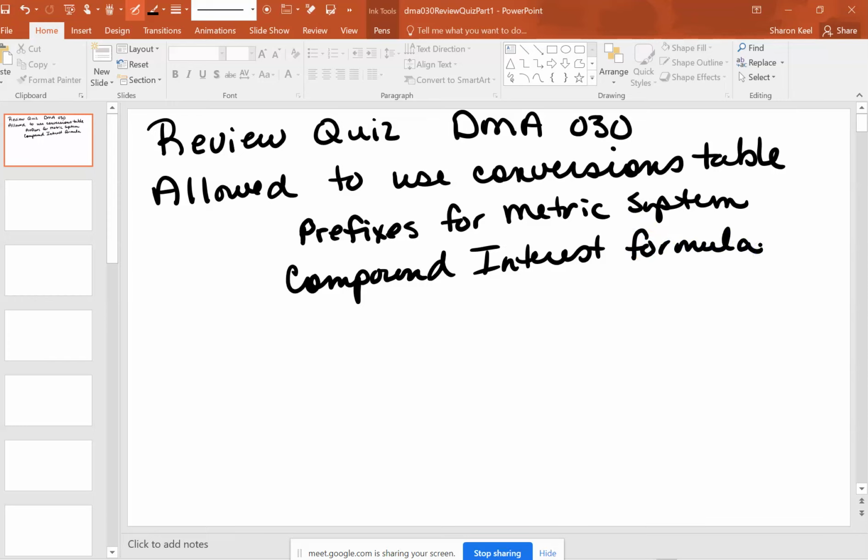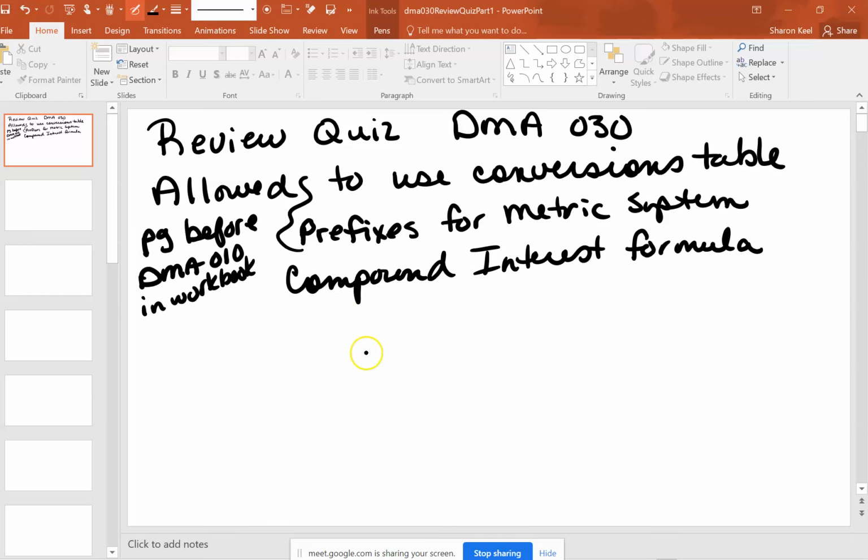If you recall earlier, if you look at DMA10, I'm going to put page before DMA010 in the workbook. That's where you can find all of those things located. So when you're doing your review quiz, open up to that page and use that. The compound interest formula is principal times 1 plus rate over n, and then n times t. You'll also be allowed to have that formula.